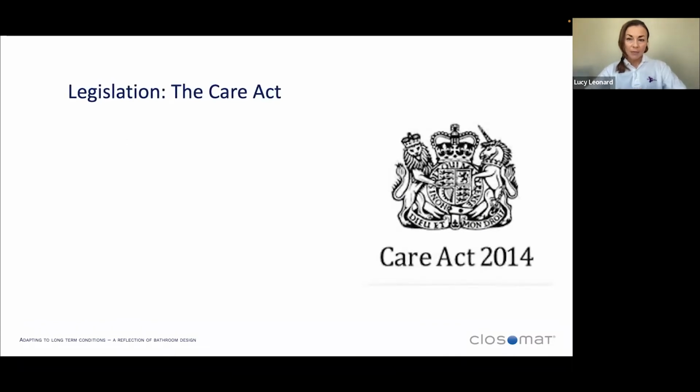So I did say that I was going to touch briefly on legislation, and I think it's difficult without knowing everybody's background and where you work. So I've covered a few different things, but I think those working in local authorities or social services or social care backgrounds will be aware of the Care Act.